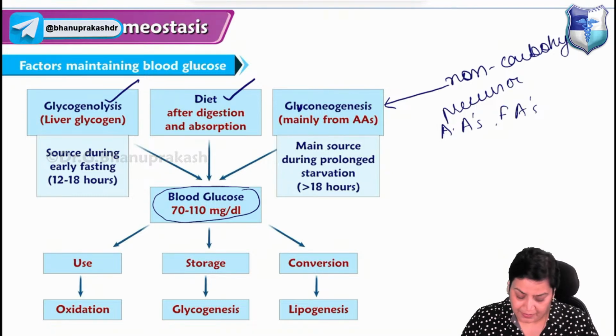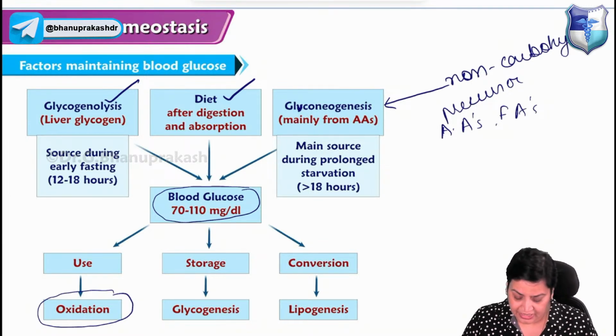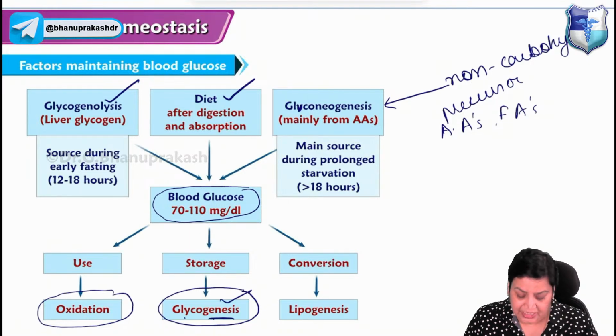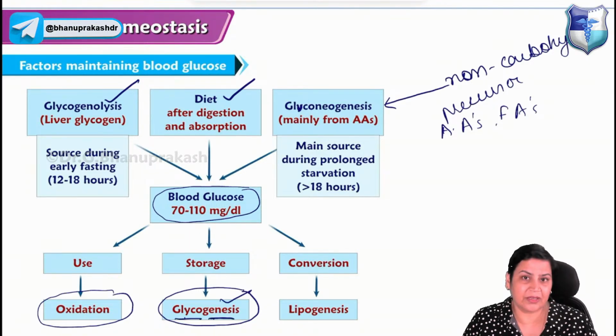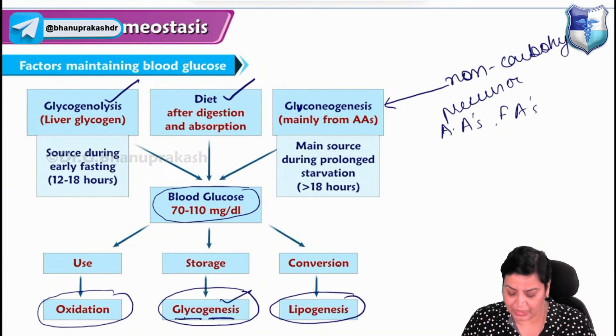Okay. Now, how is glucose used? It is oxidized, like glycolysis is there. Right. It is used in the storage form as glycogen. So it is glycogenesis. Now see, genesis is formation of what? Of glycogen. So formation of glycogen is glycogenesis. Then the excess of glucose is converted to fats also. Lipogenesis is formation of fats.